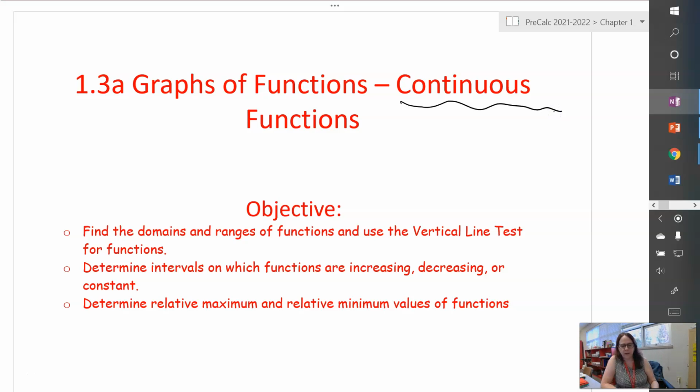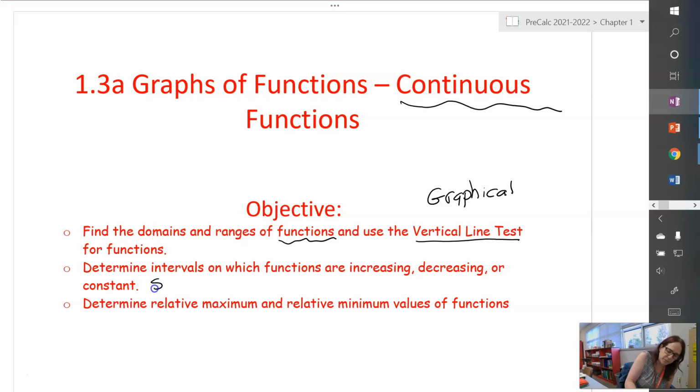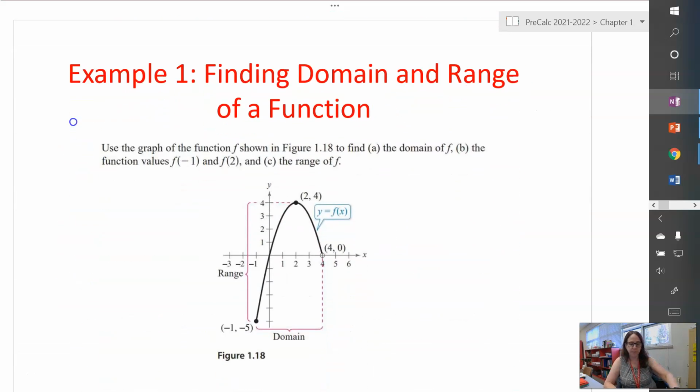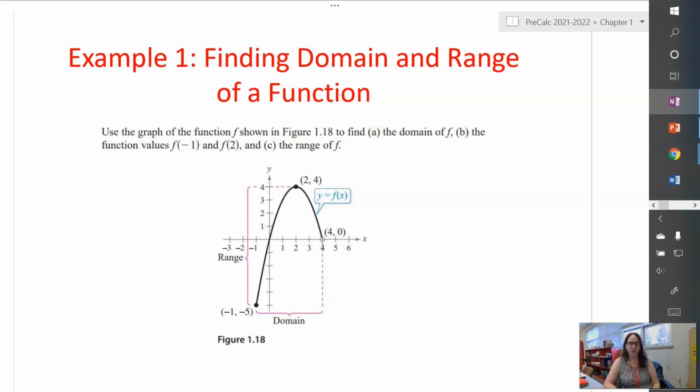Today we're going to find the domains and ranges of functions using vertical line tests and a graphical method. We're going to determine the intervals or sections where functions are increasing or decreasing. And then we're going to define the relative maximum and the relative minimum. So maximum and minimum, those are our key ideas for today. Let's get started. First off, finding the domain and range of a function.